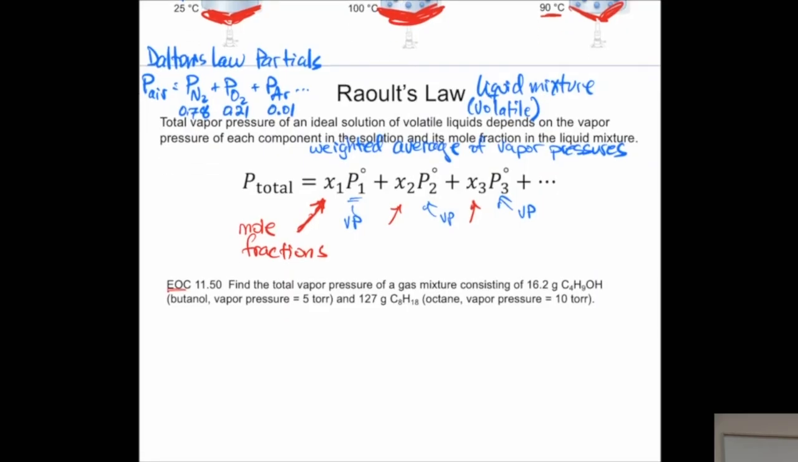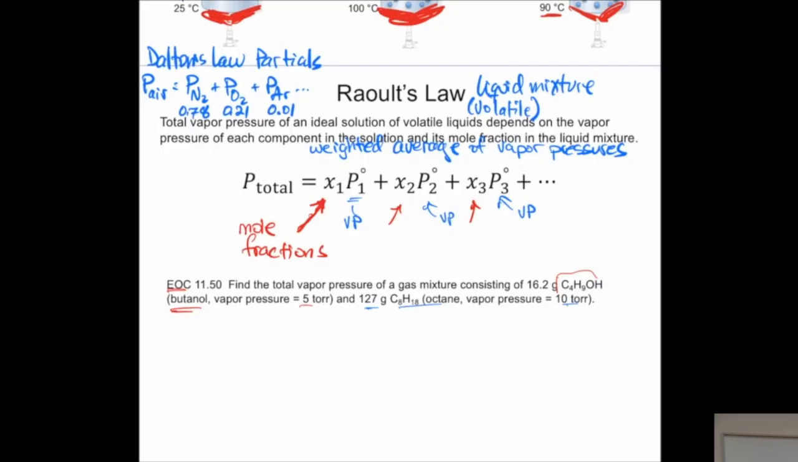Let's just practice with it. We are asked to find the total vapor pressure of a gas mixture consisting of 16.2 grams of this material, which is butanol, and we're told what the vapor pressure of butanol is. And then I'll switch colors here, and we've got 127 grams of octane, and here's the vapor pressure of octane. So we have to do a few things here, but we want to plug things into this equation. So what do we got? We've got mass, and we have vapor pressure.